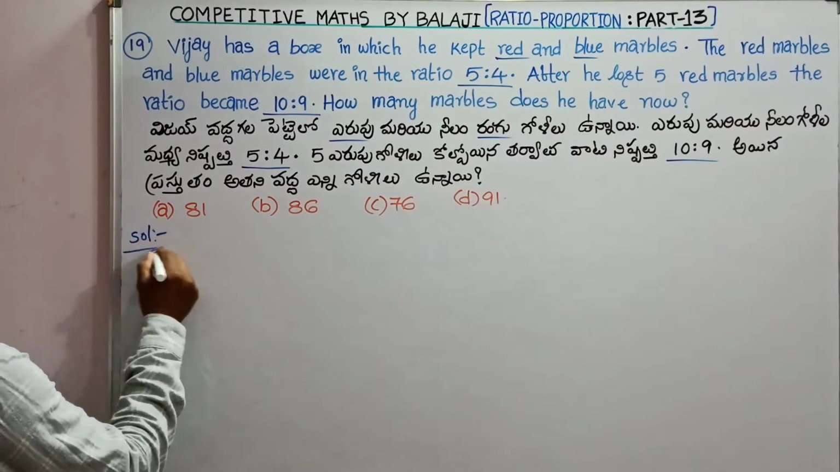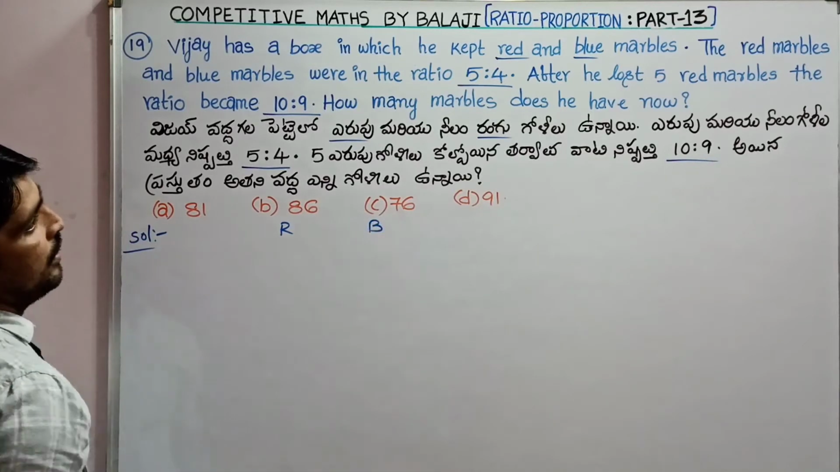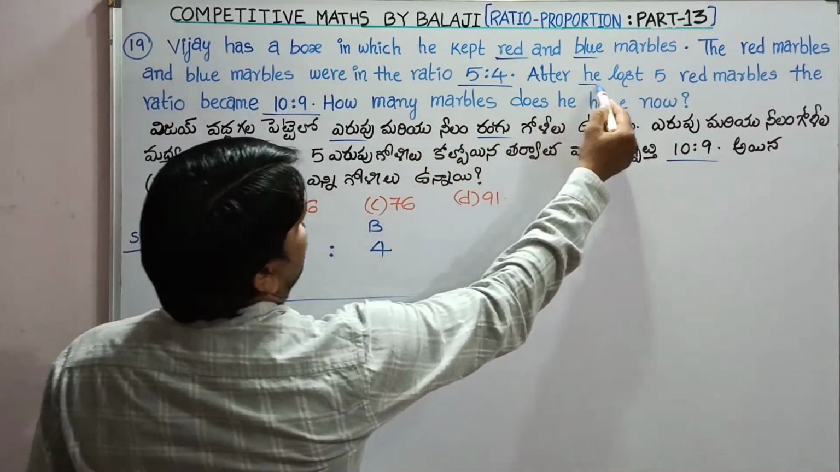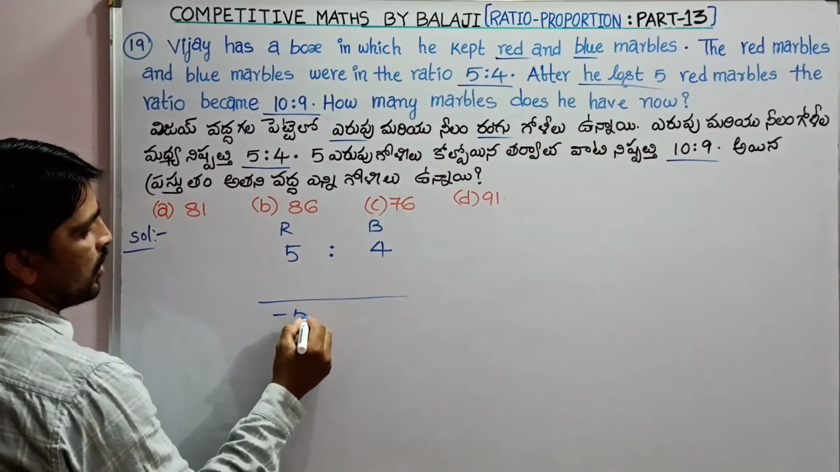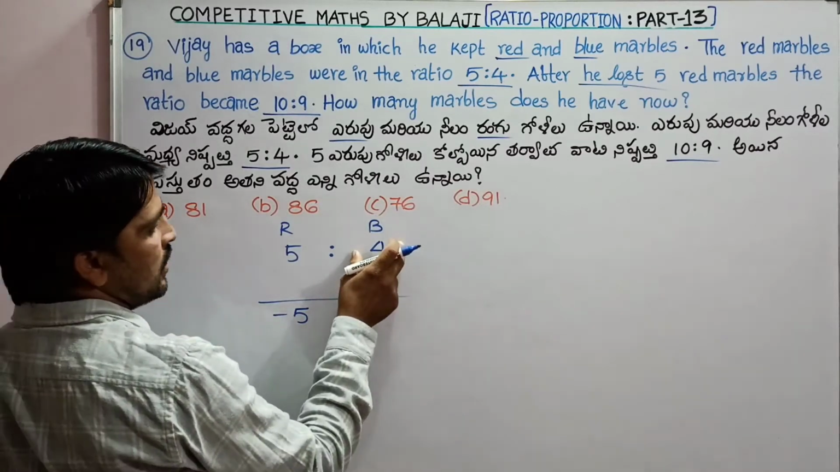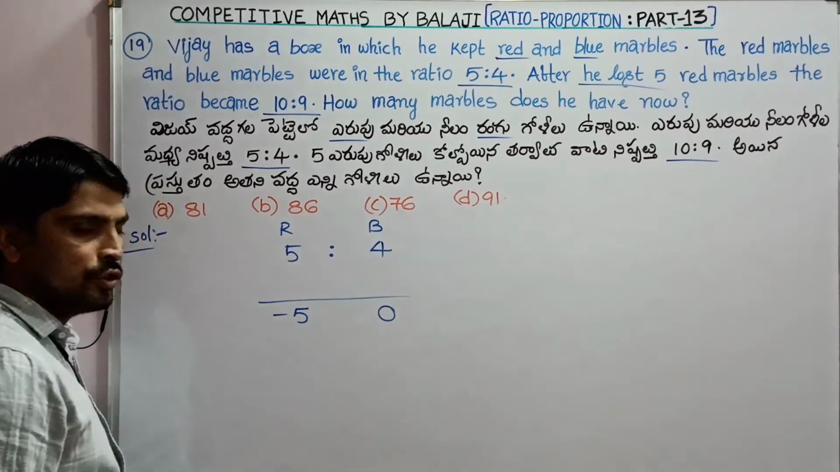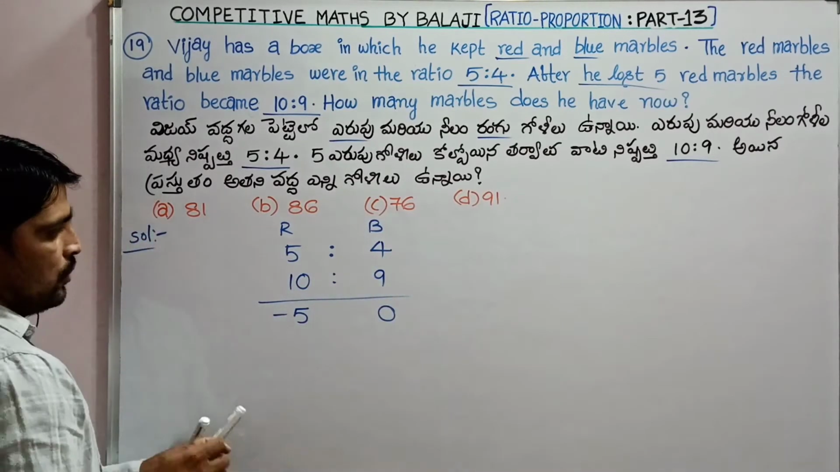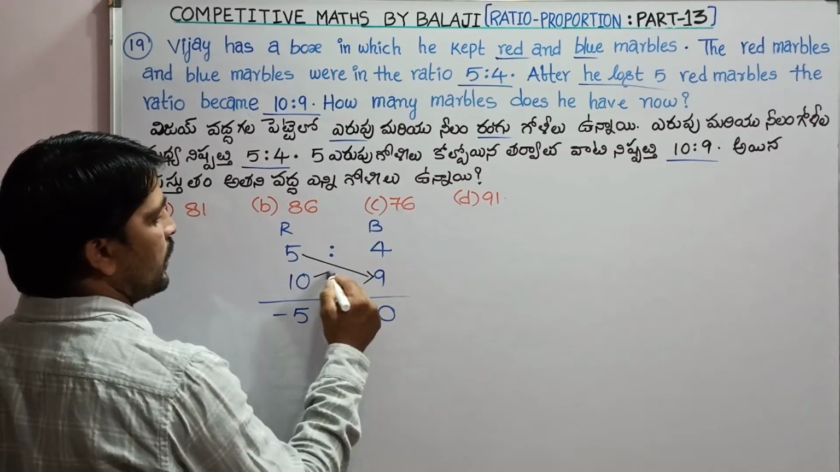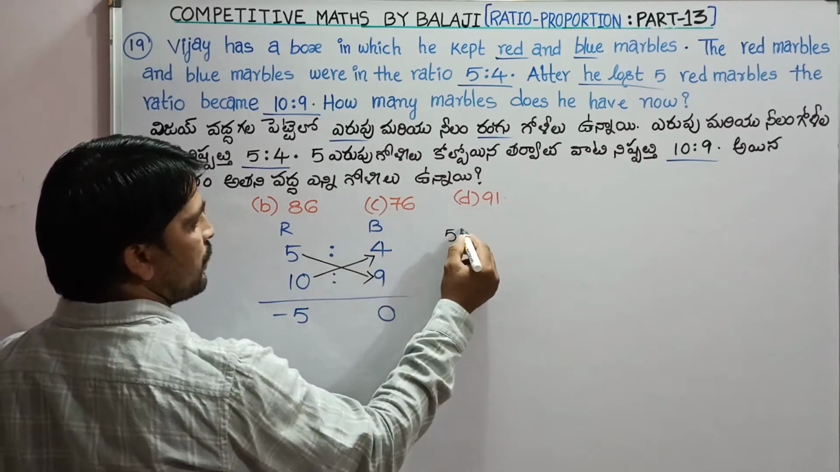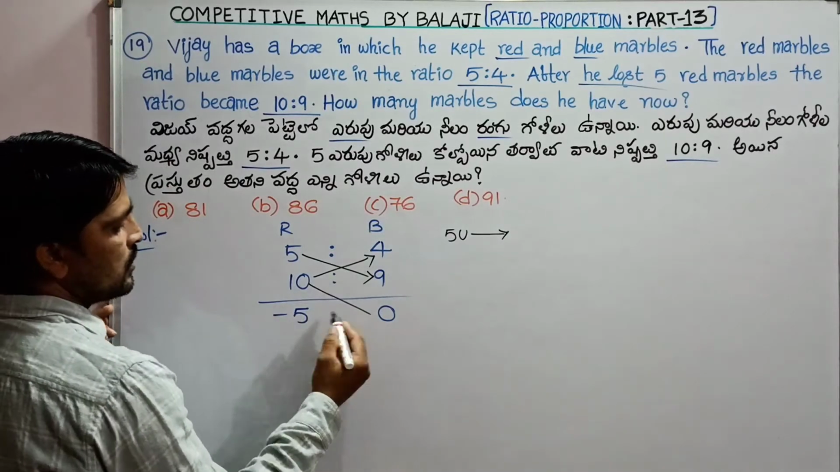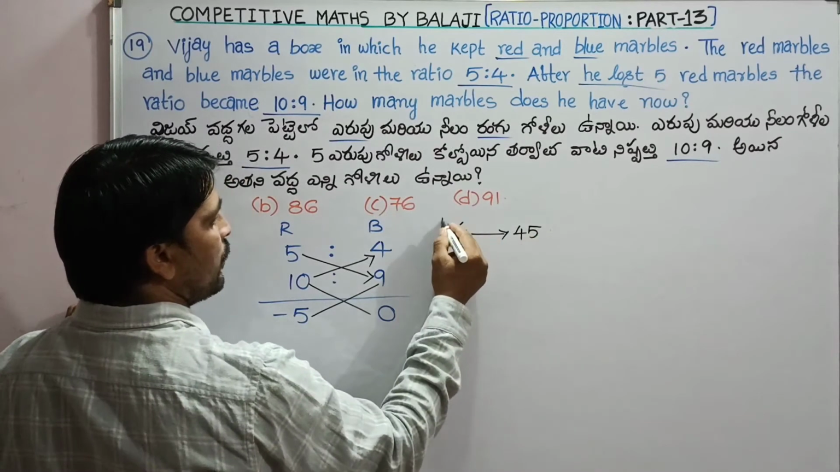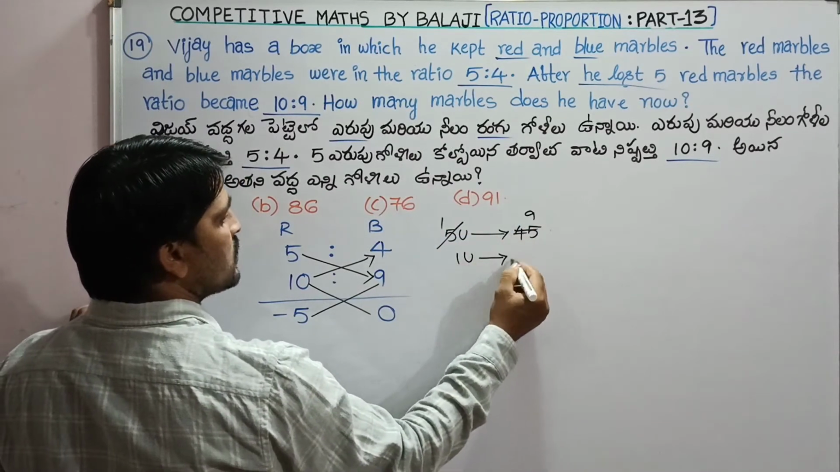Solution. Red marbles, blue marbles. Initial ratio between them is 5:4. After he lost 5 red marbles, there is nothing changed in blue marbles. That is denoted by 0. Then the ratio between these two becomes 10:9. So 5 9s are 45, 10 4s are 40. Difference is 5 units. 10 zeros are 0. Minus of minus 9 5s are 45. That is plus 45. 5 1s, 5 9s. That is, 1 unit marble is 9.